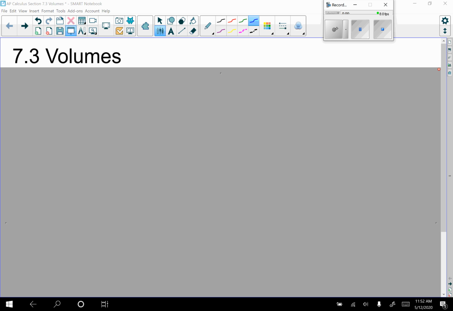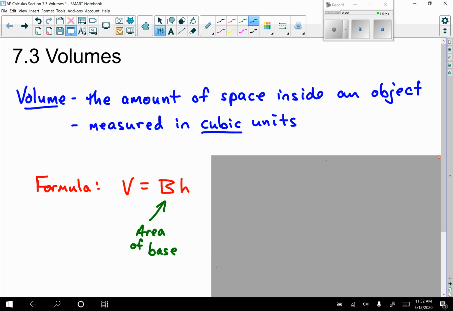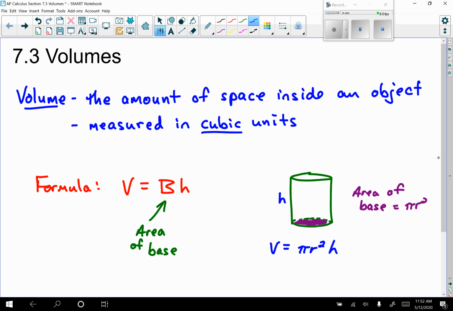So just to go over the basics of volumes again. Volume is just the amount of space inside of an object and is measured in cubic units, so we have to be aware of that. For any kind of geometric solid, the formula for volume is just the area of the base, which we denote with a capital B, times the height. A very simple, common example is the volume of a cylinder. The area of the base is the area of a circle, so it's pi r squared times our height. So the volume of a cylinder is pi r squared times our height.